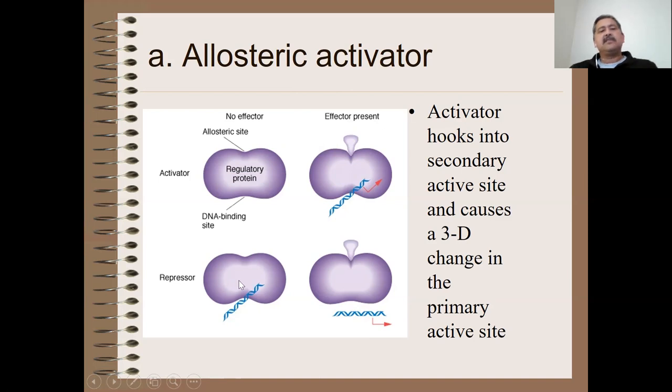The opposite is true for a repressor or an inhibitor. If there's a reaction at the secondary active site called the allosteric site, that's going to turn it off. It's called an activator if it increases, if it turns it on. It's called an inhibitor or a repressor if it turns it off.